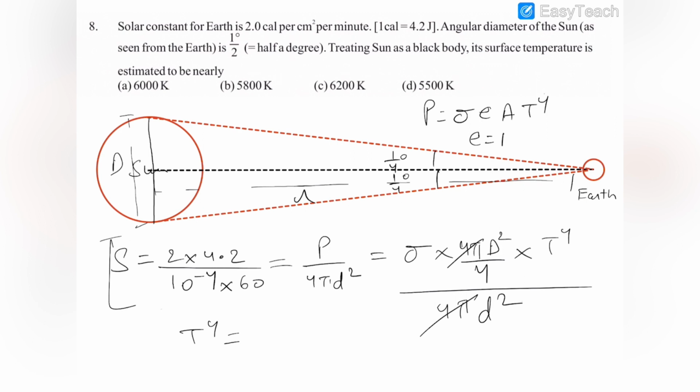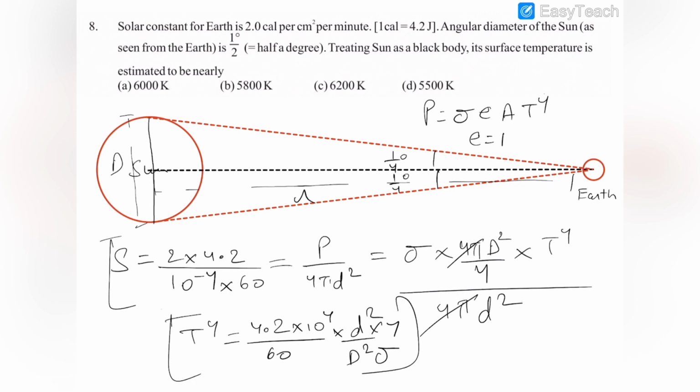So T to the power 4 will be equal to 4.2 into 10 raised to power 4 divided by 60, and into d square divided by capital D square and divided by sigma, and into 4. So this is T to the power 4. Now we know that this capital D, and small d is r, which we have written as this one. So let us write it down as small d.